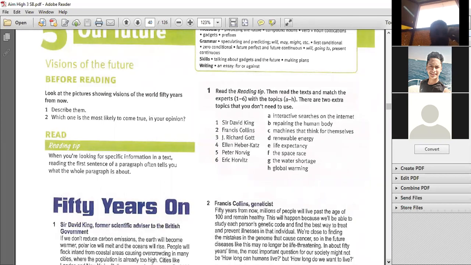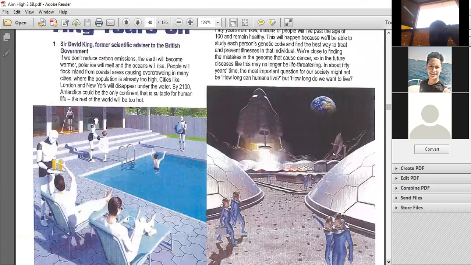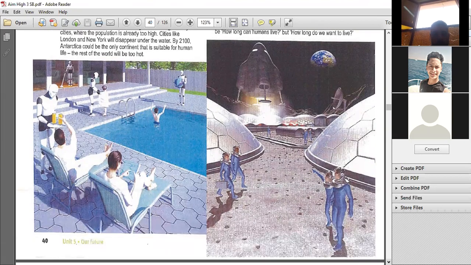Okay, look at the pictures showing visions of the world 50 years from now. Describe them. What can you see in the picture? In the future, robots will help people, or will serve people. Excellent.